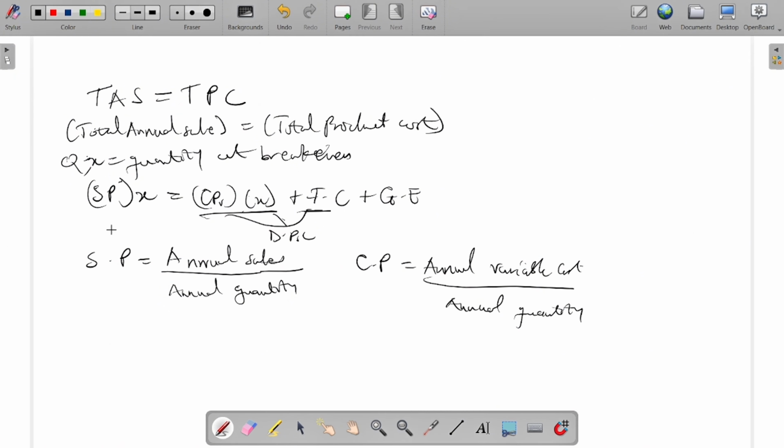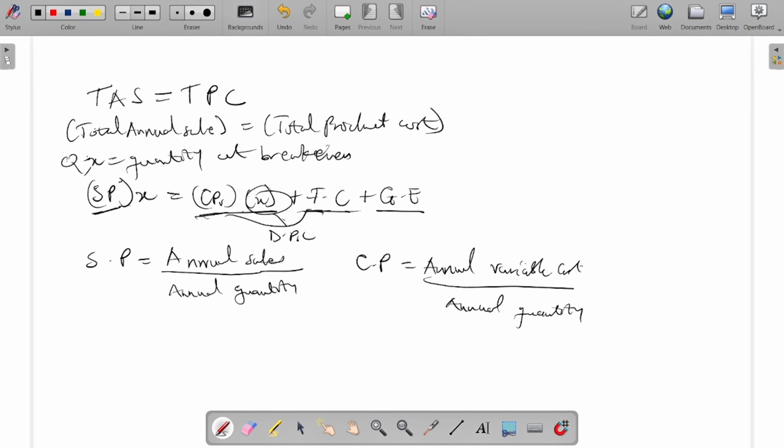So if I know all these variables, my selling price per kg, cost price per kg, my fixed cost, and my general expenses, I can actually calculate the quantity at the break-even point. Did you get it? Yes, the break-even.